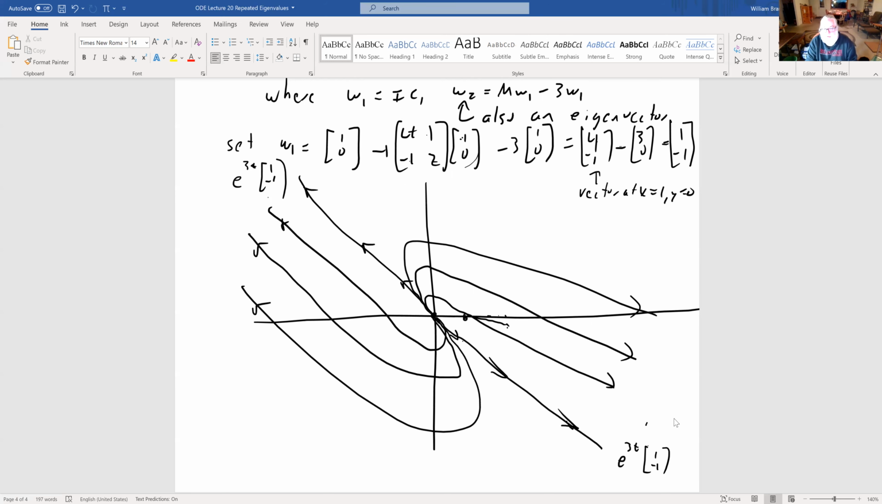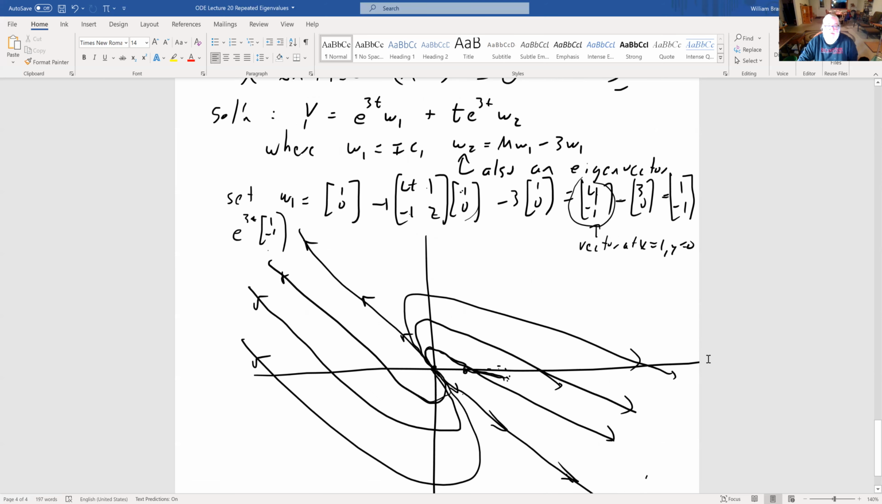So knowing that this points to the right and down, that's telling me that all my solutions are going to cross the x-axis pointing to the right and down. And so I can say, well, they have to start here, go up here, and then approach the x-axis from the first quadrant and go down. And on the other side, they go the other way. And that gives us a graph of those solutions.